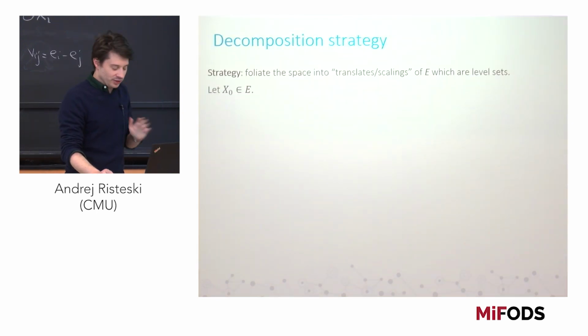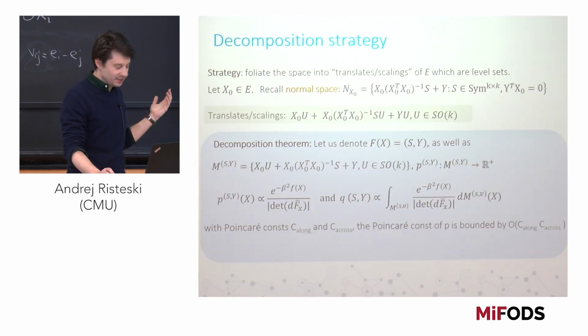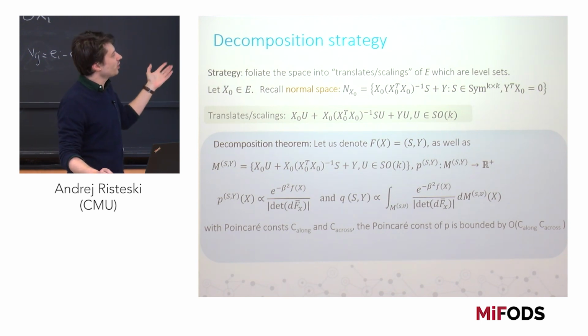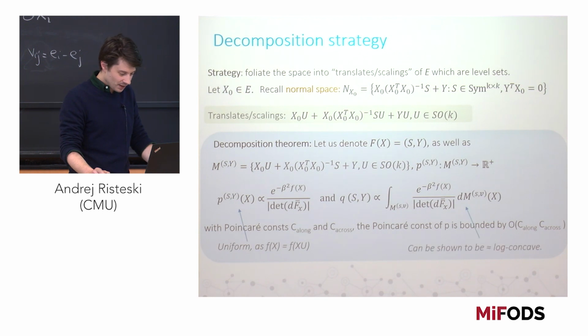And so basically the strategy is more or less the same one as before. I won't say much, but it's similar to before. You figure out how to foliate your space into things which are copies of SO(k) in this particular case. And you do the same thing that we did in the circle with a little bit more complication, but basically it's the same thing.